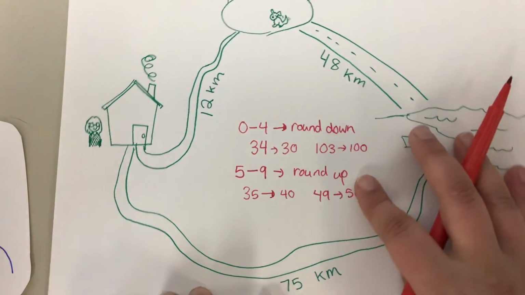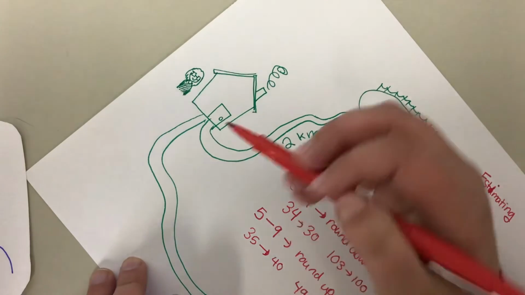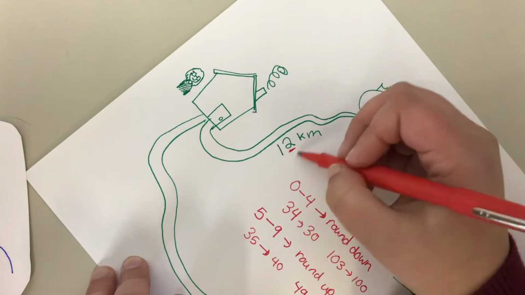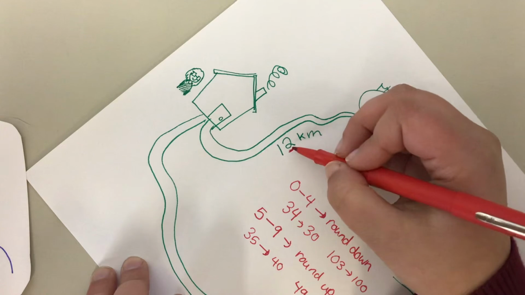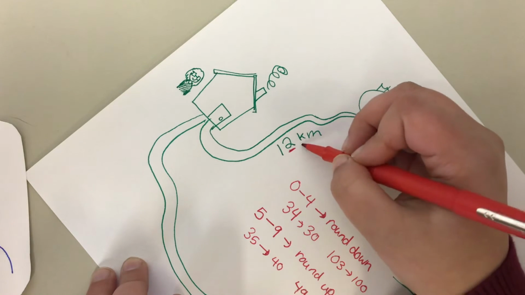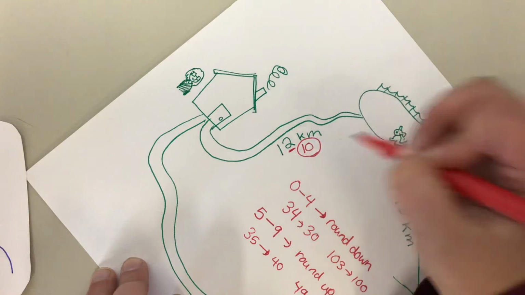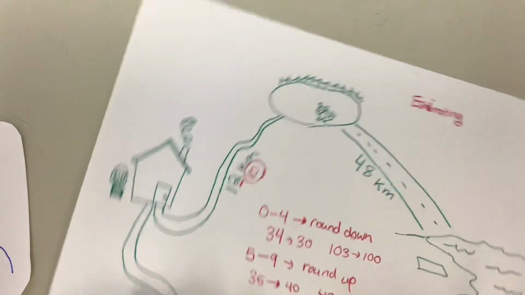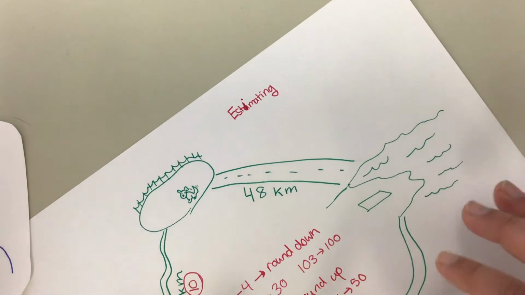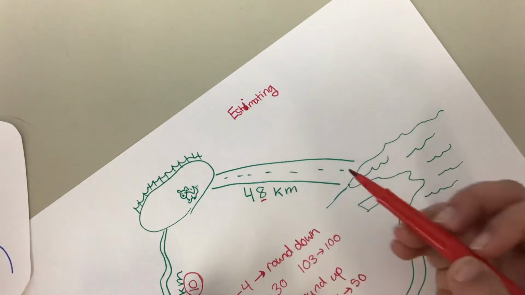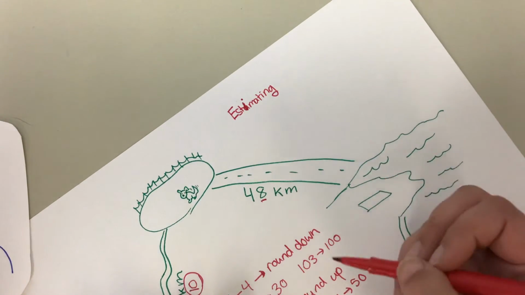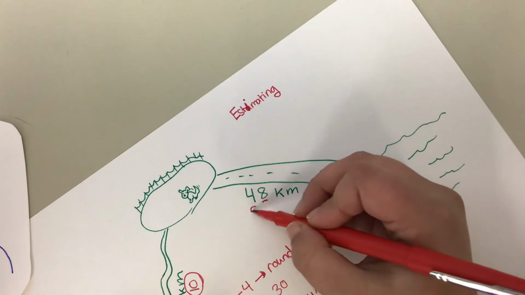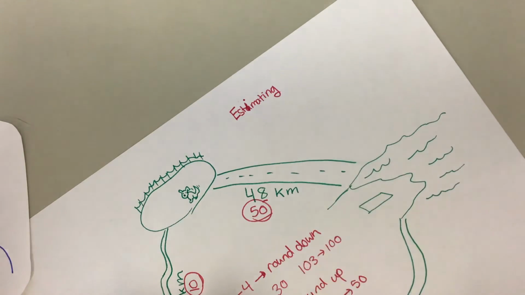Let's look at 12 first. There we go. 12 kilometers ends with a 2. So we are going to round it down. Rounding down from 12 means that's about 10 kilometers. There we go. I'm going to circle that so I can easily see it. Let's go to the next one. 43 kilometers, 3 means I'm going to round down. So I'm rounding to 40, not 50. So I'm going to write down 40 and circle it.